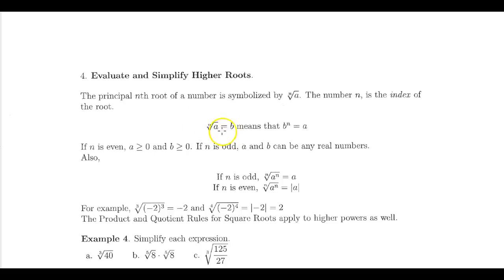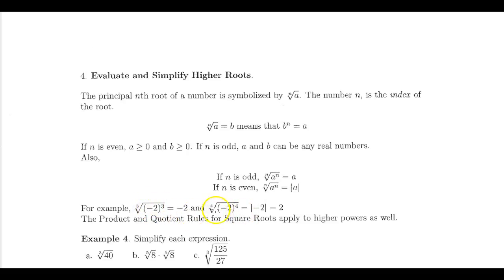So if I take a cube root, for example, a could be -8. But we can't do that if it's even. So if n is odd, the nth root of a to the n is a, no matter what sign a is. If n is even, then the nth root of a to the n is the absolute value of a. So the cube root of -2 cubed, 3 is odd, so the nth root of a to the n is a, so that's going to be -2.